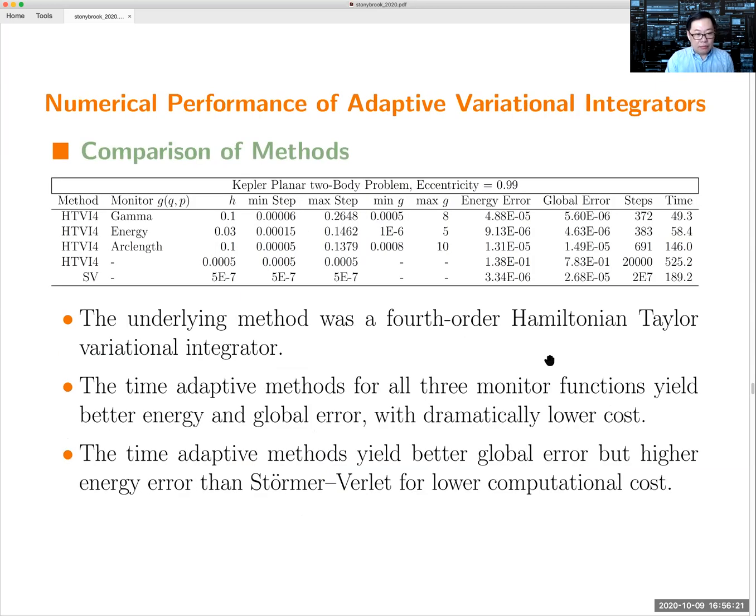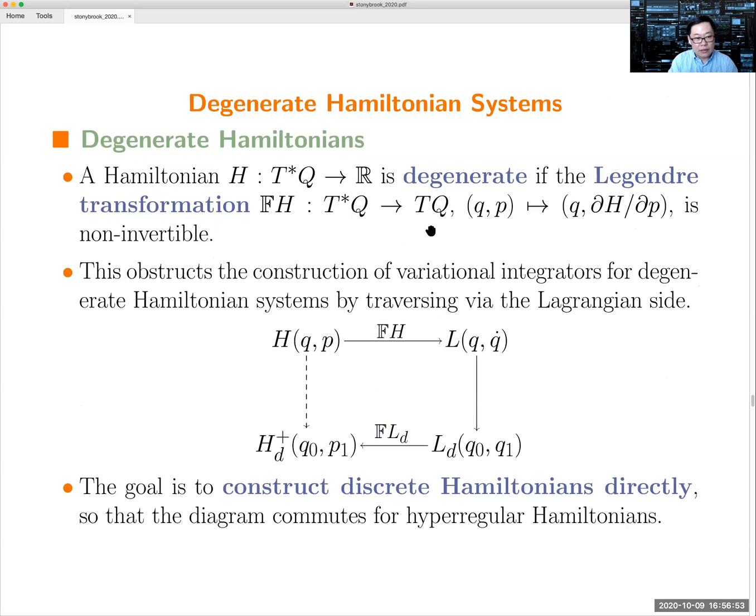Okay, so these are some numerical results, which show that these time-adaptive variational integrators compare quite favorably from an efficiency point of view to Störmer-Verlet. Which sounds like a silly comparison, but Störmer-Verlet, because it is explicit when applied to separable Hamiltonians, turns out to be extremely efficient, and it's actually very difficult to be more efficient than Störmer-Verlet. But if you use these time adaptive methods, they turn out to be slightly more efficient, at least.